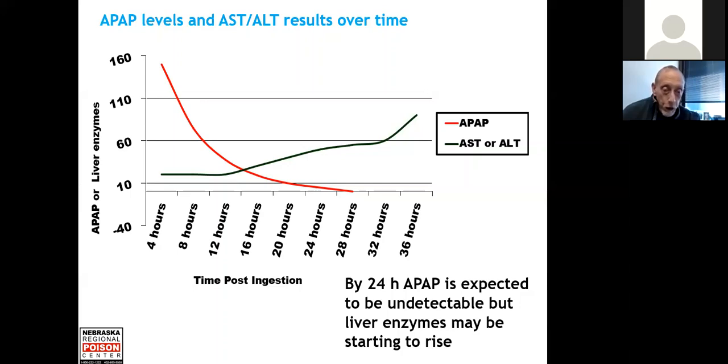In fact, when you get out that far, you're more interested in this green curve, which is your AST and your ALT, your liver enzymes. The red curve, the acetaminophen concentration, is often non-detectable by that time.